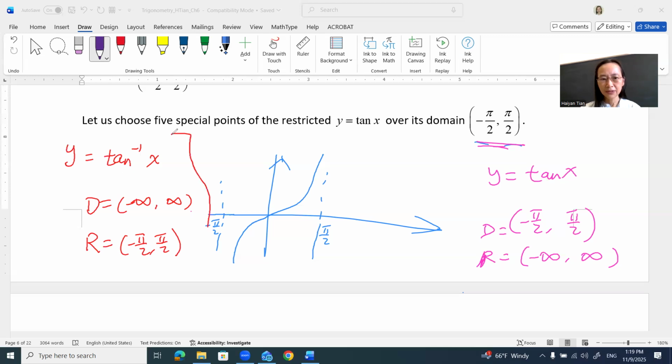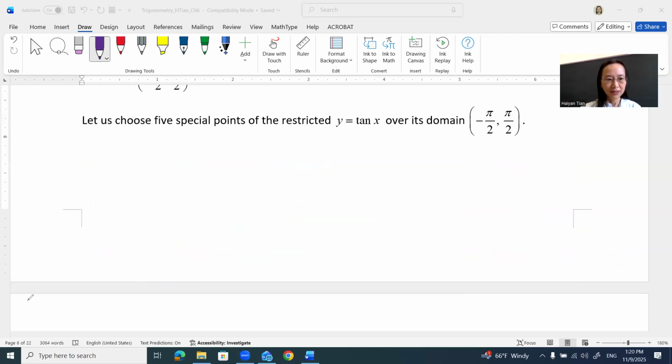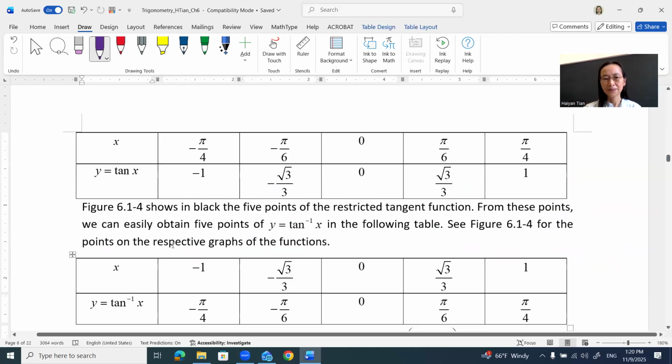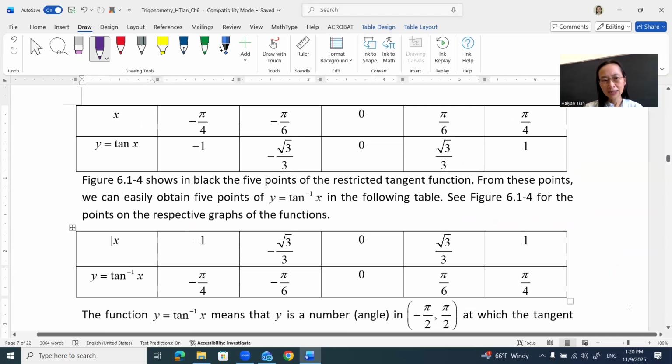So keep in mind, as long as we know the domain and range of the original function, we can also know the domain and range of the inverse. So let's again try to do a sketch of the tangent inverse. We already used this technique for sine and cosine inverse.